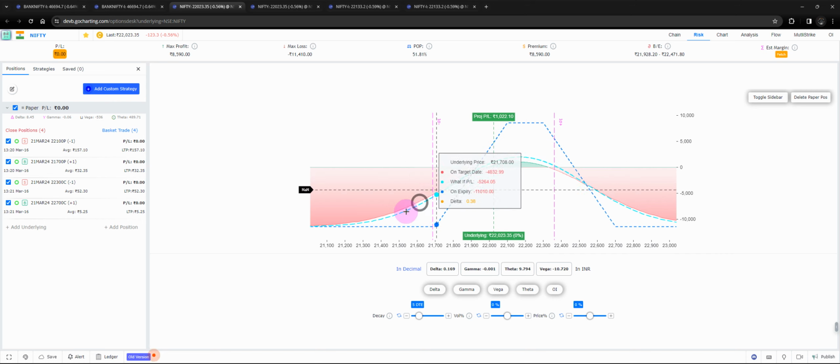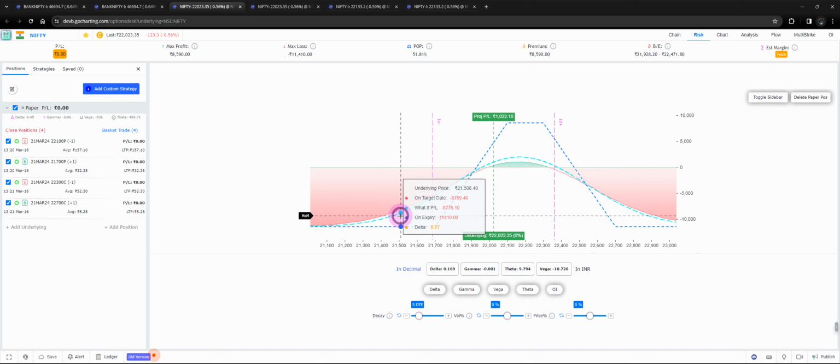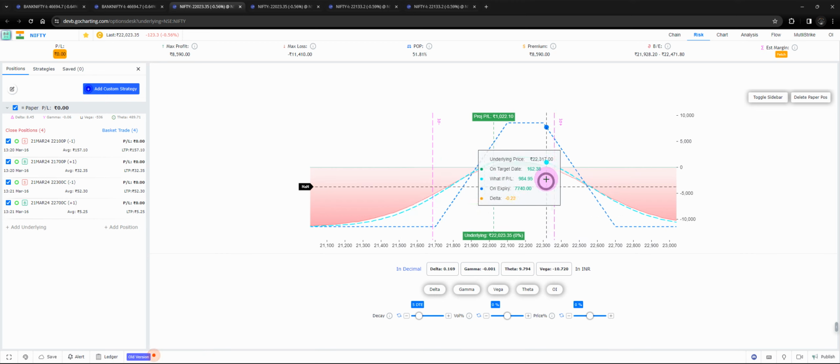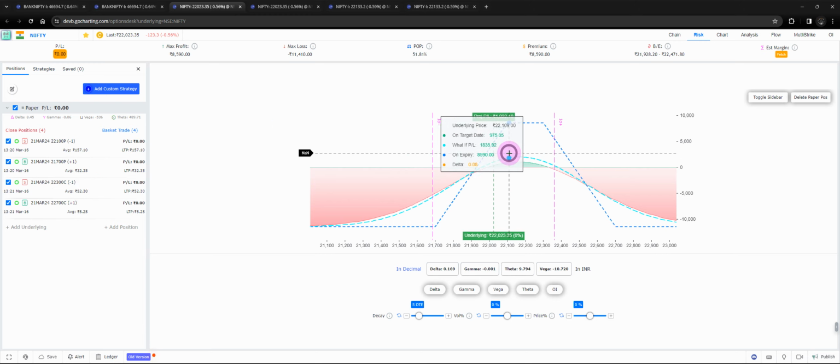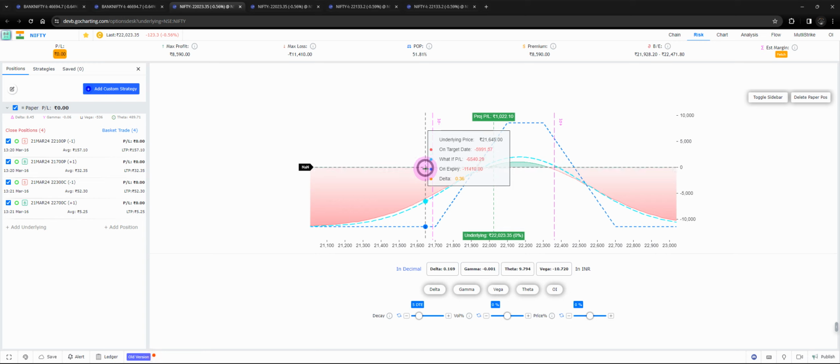Now in some cases, if you're still feeling that the move is going to be slow and it might not be as fast, you can add another call option of 22,400. What you're doing is protecting yourself from a steep downside or a quick fall of 300-400 points, in which case your 22,000 will get deep in the money.